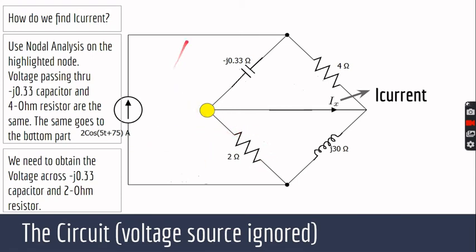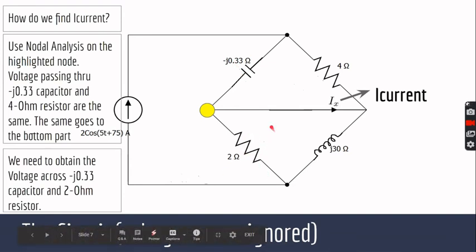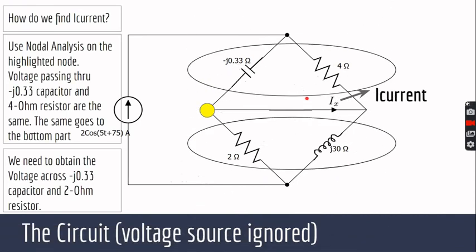And then what we've known is the last part, these two were in series, as well as these two, but now there is no source here, so these two are in parallel and these two are also in parallel. But the voltage passing through these two are the same, and that goes to this bottom part too. So we want to obtain this and this, we can combine this together and then find the voltage passing through it.